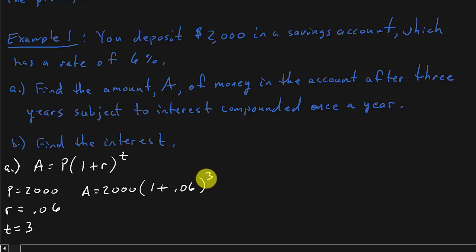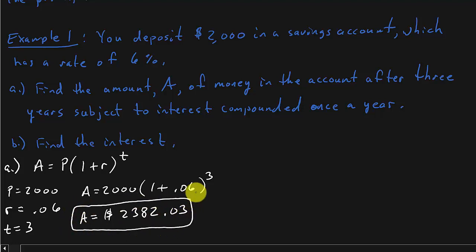And then when you punch that into your calculator, you get A is equal to $2,382.03. So that's how much you would have in the account after 3 years at 6% if you put $2,000 in that account. Now, they want to know, find the interest.